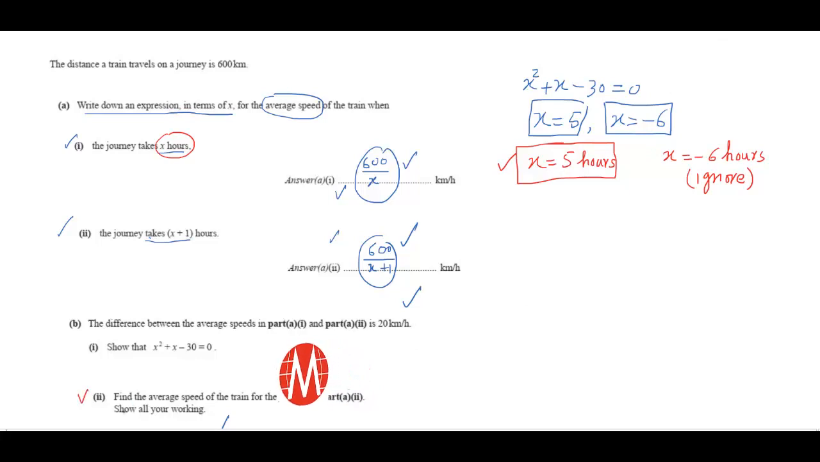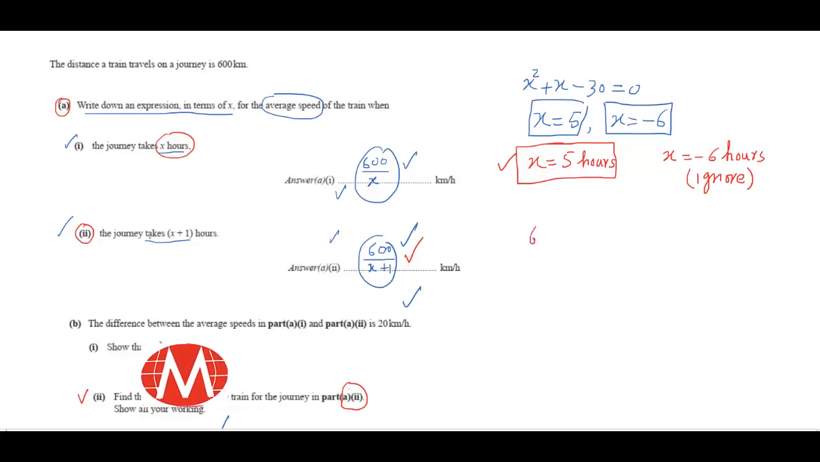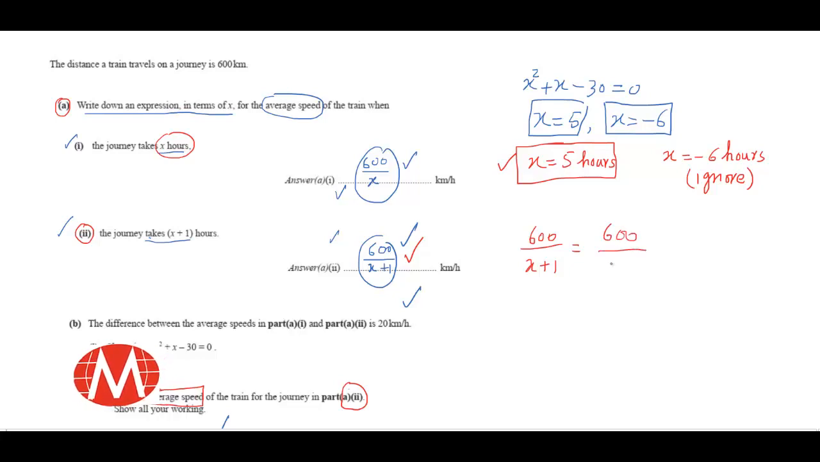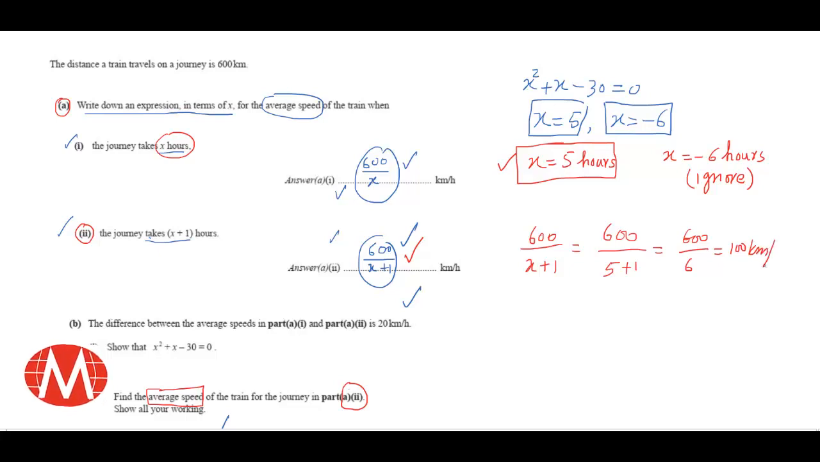Now you can solve this part. Find the average speed of the train for the journey in part A2. What is the average speed of A2? This is part A, and it is section number 2, and this was the speed here. So this is 600 over x plus 1. So just plug in the value of x, which is 5 here. So 5 plus 1, which is 6. So 600 over 6, it is 100 kilometers per hour.